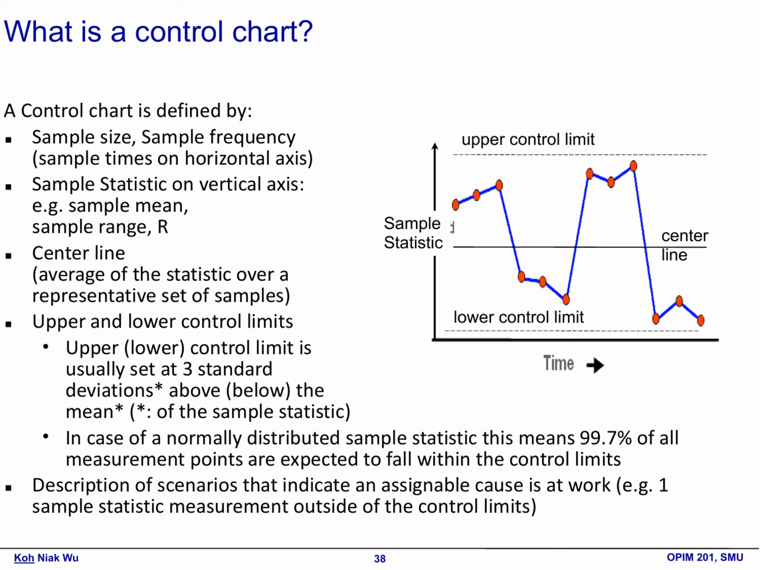The upper control limit is typically set at 3 standard deviations above the mean. The lower control limit is set at 3 standard deviations below the mean. In a normal distribution, about 99.7% of all measurements should fall within the control limits. If measurements exceed these limits, it may indicate an issue. This could be due to special causes that need further investigation.